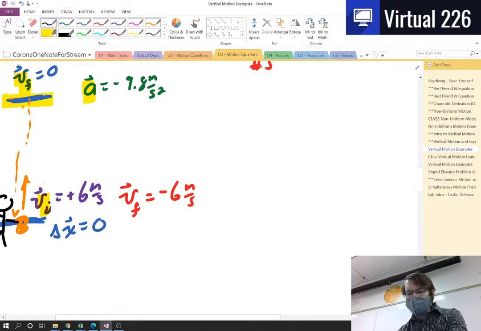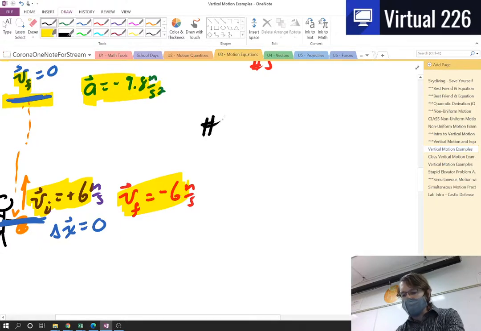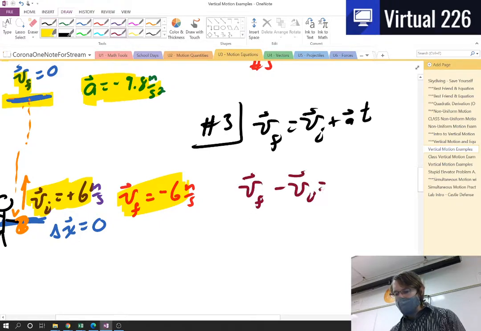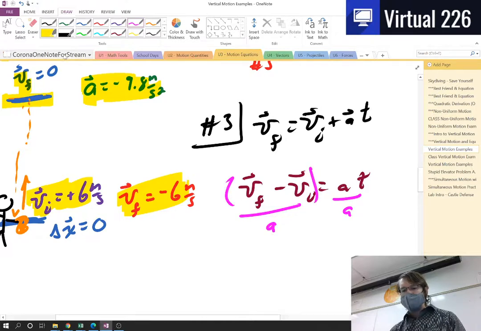For part A, we're going to use the VI of positive 6, the VF of negative 6, and the acceleration, and we're going to find a time. We can use equation number 3, like I said. It's just VF equals VI plus acceleration multiplied by time. To do this, I need to subtract the VI over first, so we have VF minus VI equals AT. Then to get the time by itself, I'm going to divide each side by the acceleration. Careful, because that numerator is in parentheses. This allows us to find time.